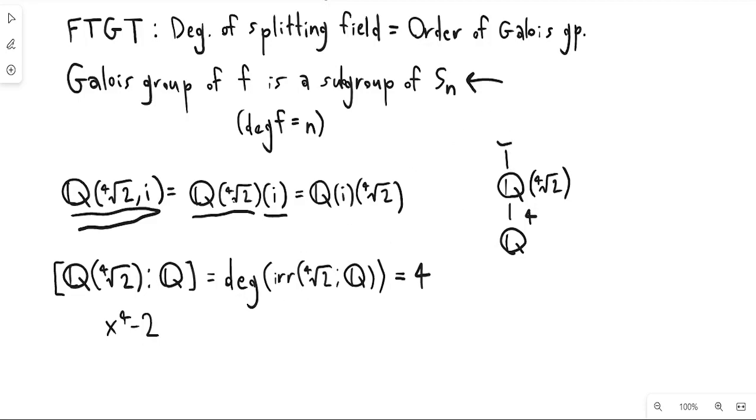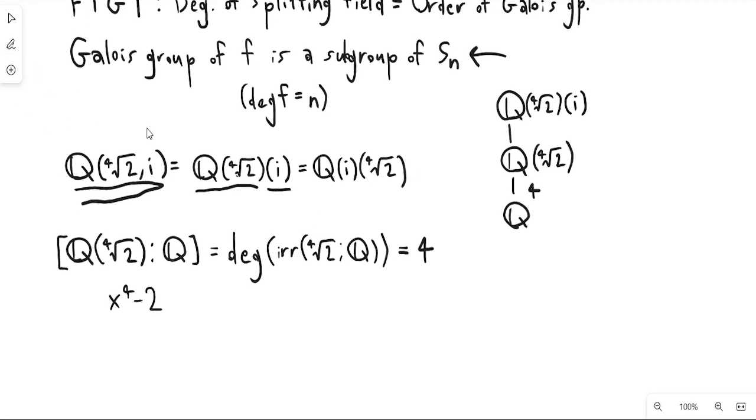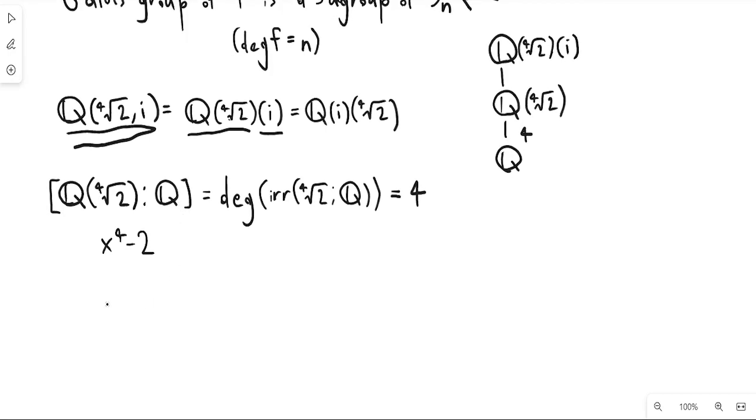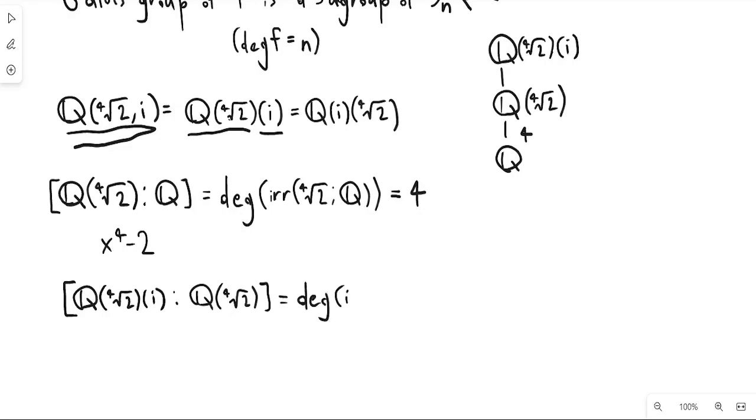And then we just need to know the degree of Q adjoin fourth root of 2 adjoin i on top of that. So let's come down here. We're trying to find the degree of Q adjoin fourth root of 2 adjoin i over Q adjoin fourth root of 2. But that's just going to be the degree of the minimal polynomial. This time it's going to be the minimal polynomial of i, and it's going to be the minimal polynomial over Q adjoin fourth root of 2.